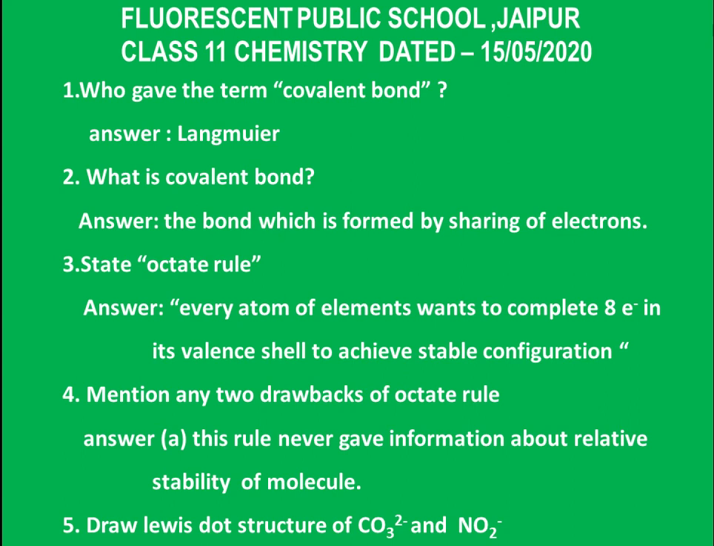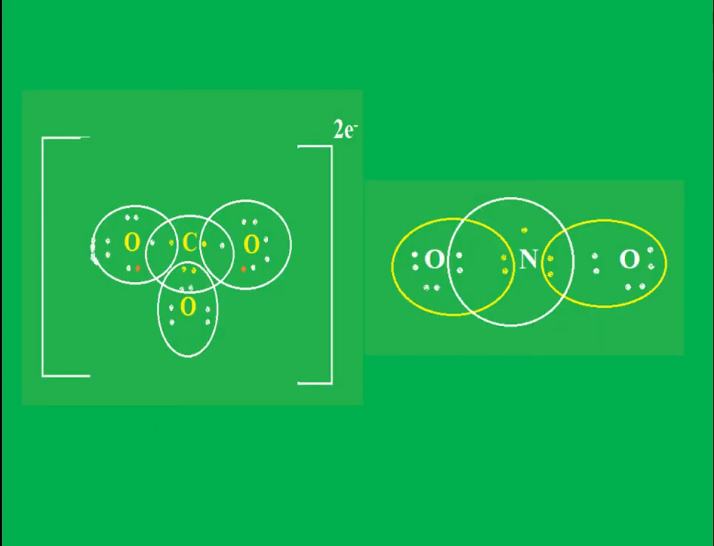The important question is question number 5: draw the Lewis dot structure of carbonate and nitrite ion, that is nitrogen dioxide anion. You can see here this is the carbonate molecule. There is a 2- charge here. This 2- charge indicates that the carbonate ion gained two extra electrons, and these extra electrons are represented by the red dots. In the case of the NO2- ion, there is a -1 charge.